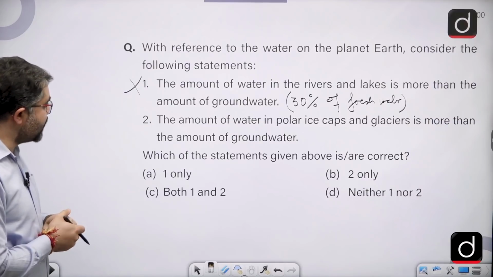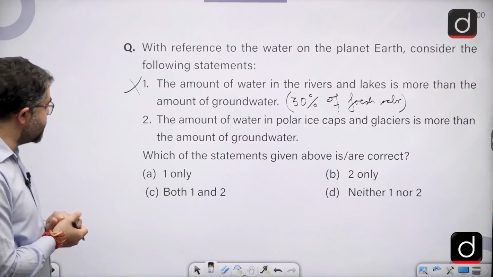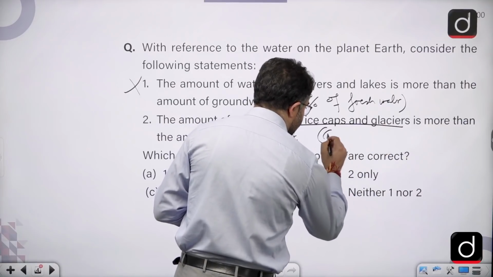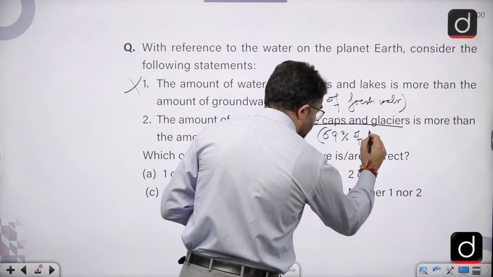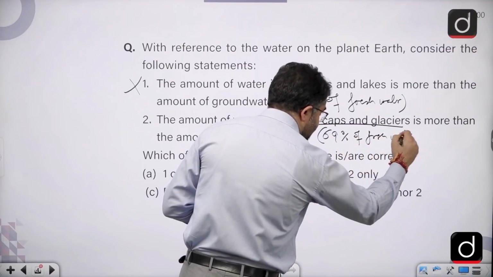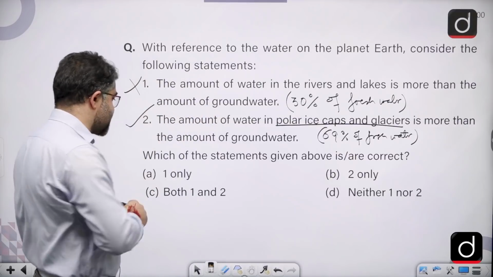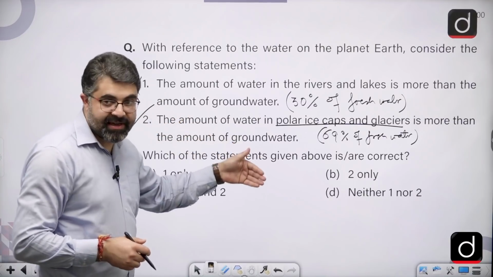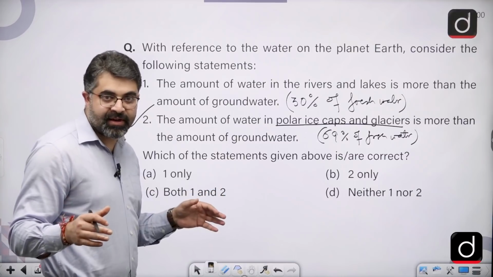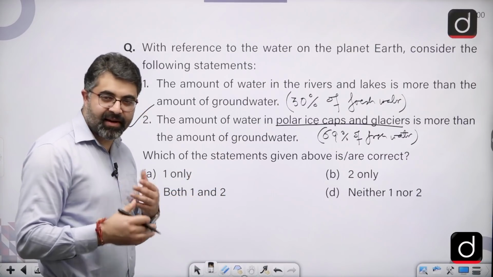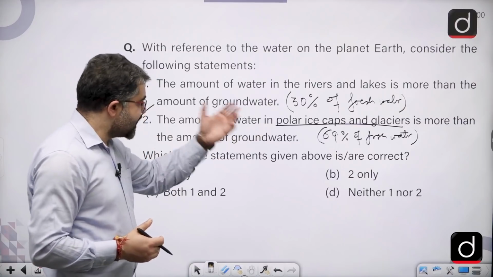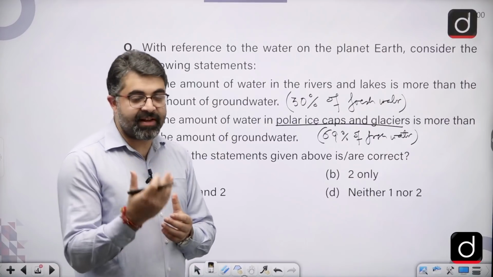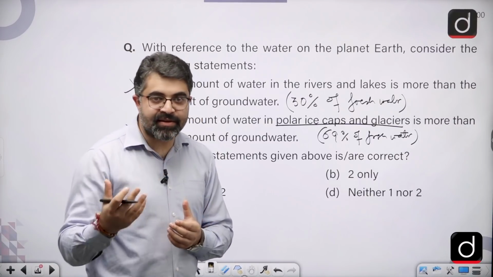Then comes the second part, that amount of water in polar ice caps and glaciers is more than the amount of groundwater. And here, yes, polar ice caps and glaciers account for nearly around 69% of the total fresh water, which is locked in glaciers and ice. So it is a correct statement. So the first statement, rivers and lakes have more water than groundwater, is incorrect, because groundwater is a huge source of water on the continental masses, and it accounts for approximately 30% of the total fresh water. And if we look at the polar ice caps and glaciers, yes, we resort to these for the fresh water, whether it's perennial water sources or any sources for that matter.